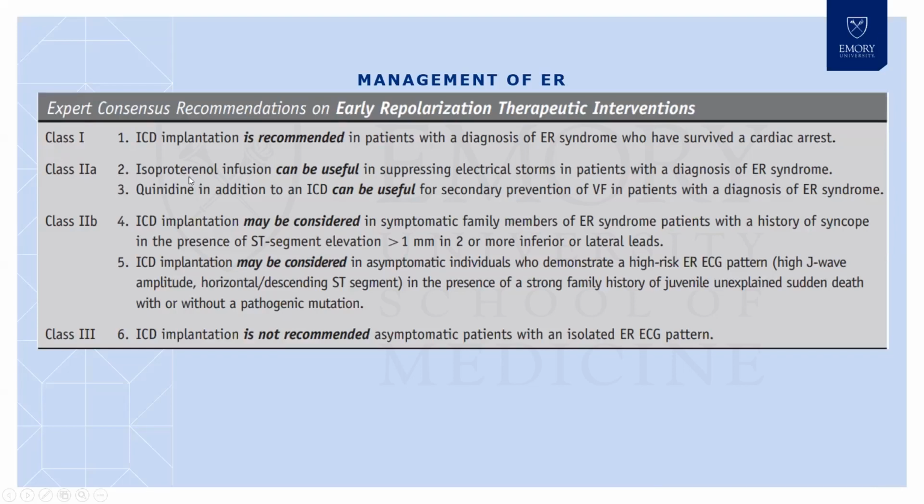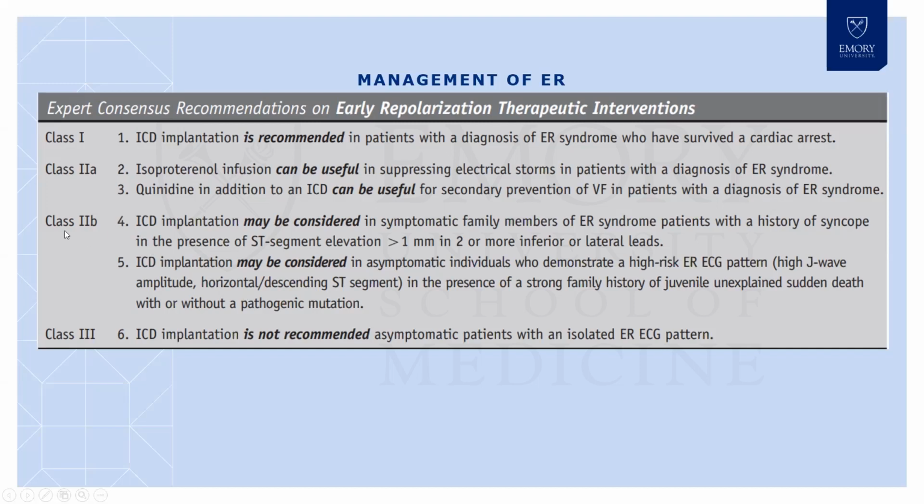So what about ICD implantation? Patients with early repolarization syndrome, meaning patients that had the pattern and survived cardiac arrest, they should get an ICD. Well, that's obvious. Quinidine, in addition to ICD, can be useful in secondary prevention for VFib in patients with early repolarization syndrome. This is what our patient ended up receiving. And isoproterenol can be useful if you have VT storm or VFib storm in patients with ER syndrome.